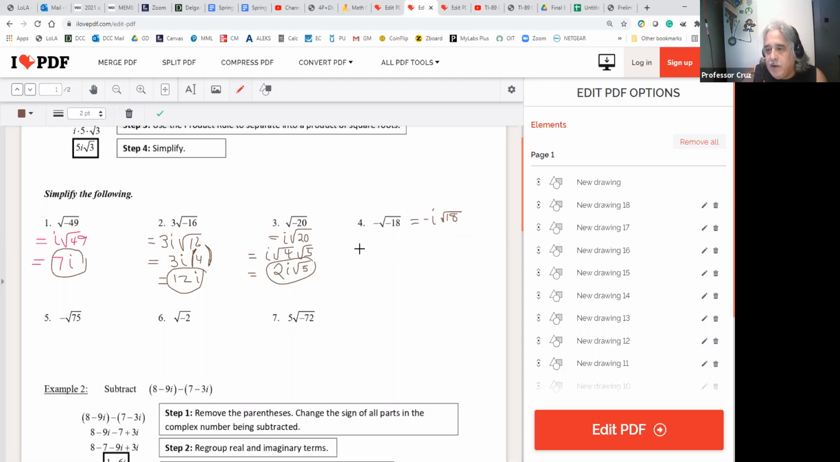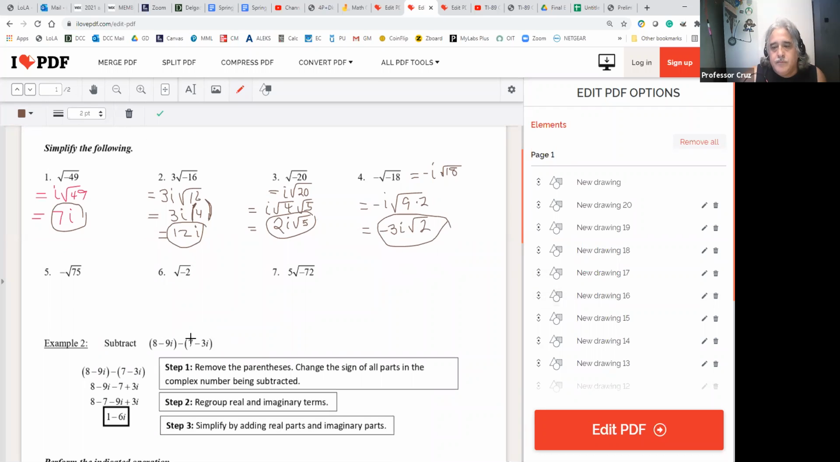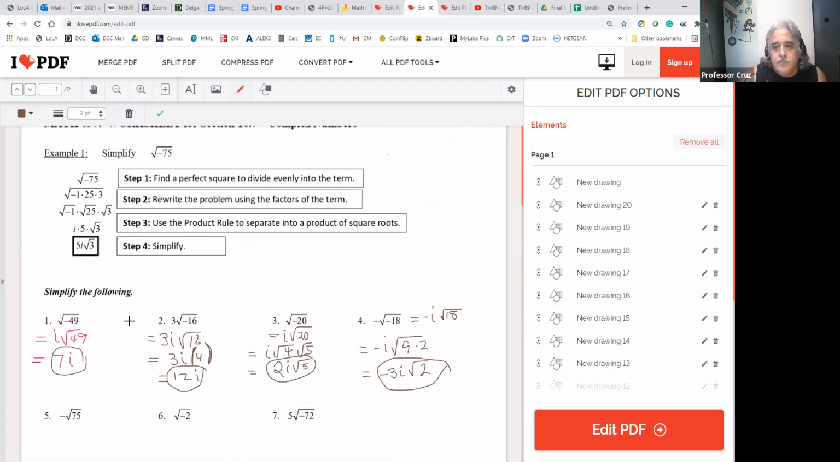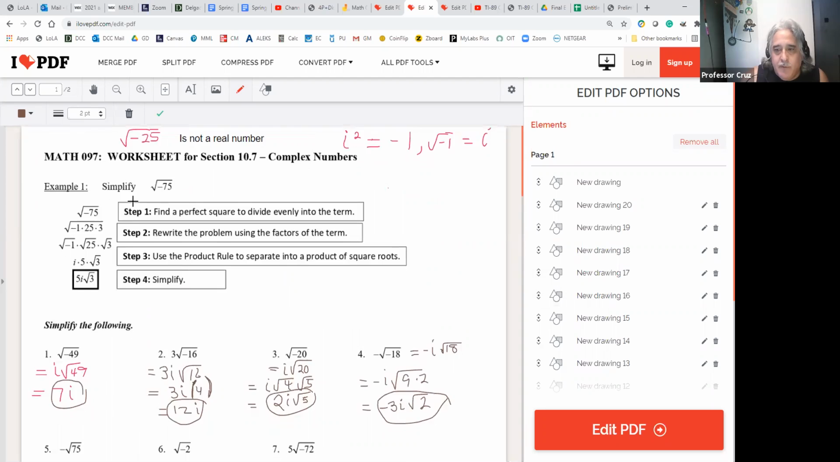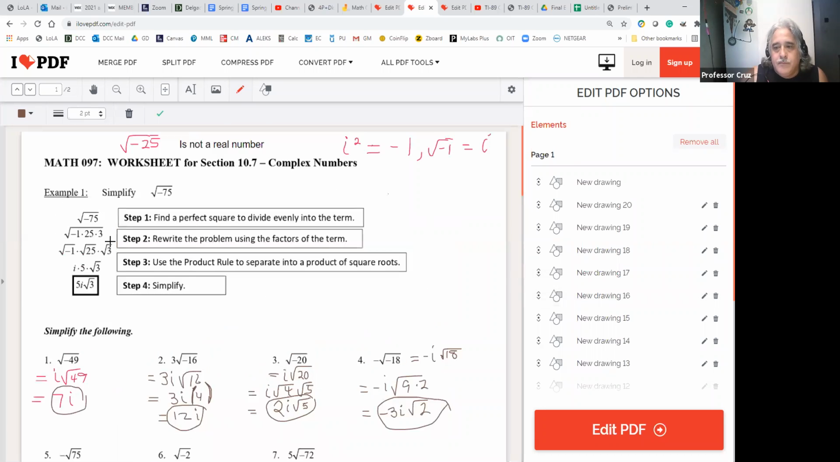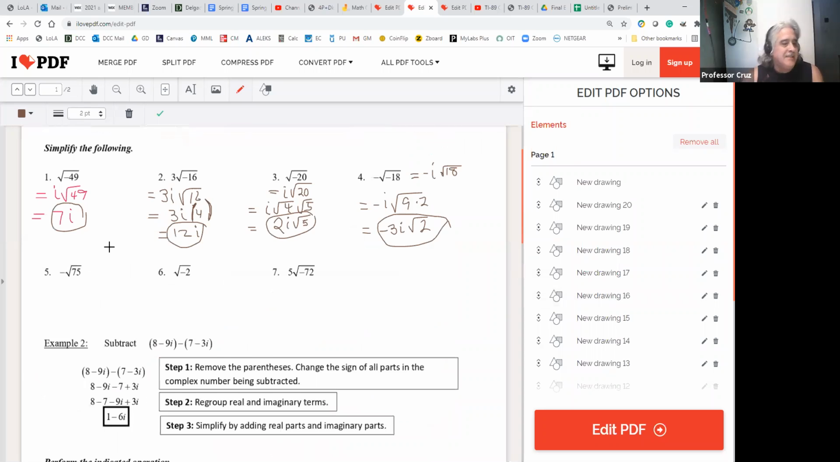Square root of 18 breaks down into 9 times 2. So there's going to be a square root of 9 that turns into a 3 out there. Square root of 2 stays in. Now this is the same darn one that was up there, so no, it's not. I'm sorry. Even I fell for it.